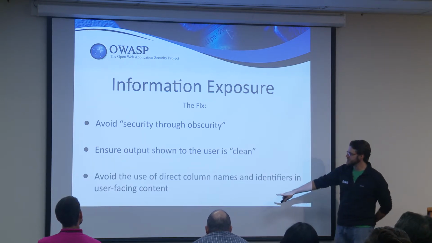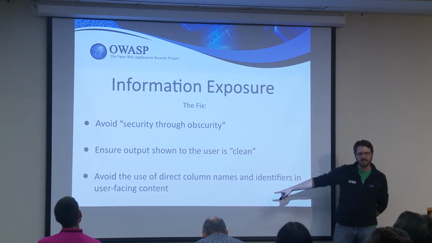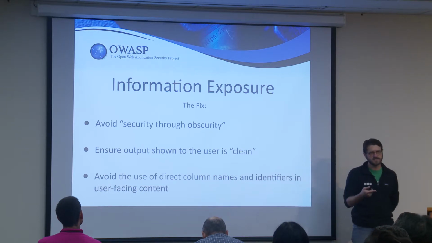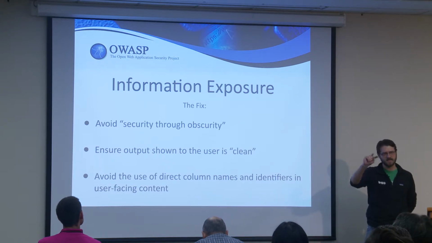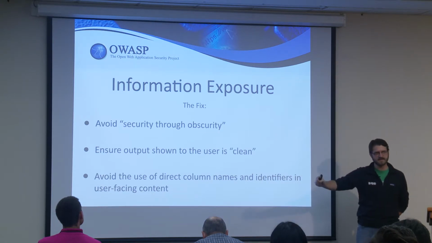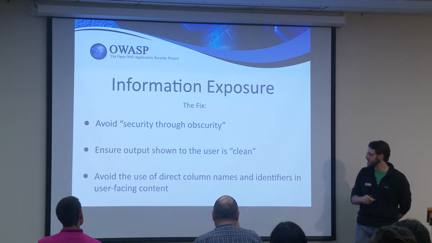And if possible, avoid the use of direct column names and identifiers in user-facing content. This kind of stuff is really easy to do on data tables, where the column name might be in the query. And then that just gives them information. Then they can start modifying that. You have the sort on the actual data table, so you can sort it by AJAX requests. You could be potentially exposing basically every single column name in that particular table. So you have to be very careful with that kind of stuff.